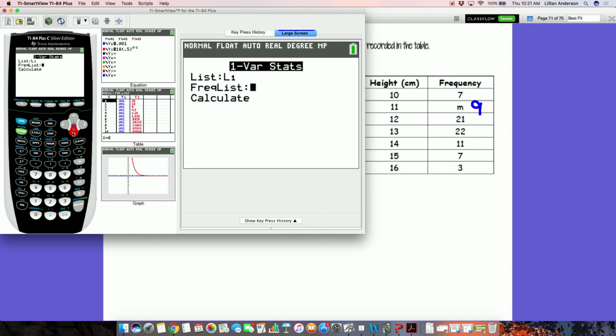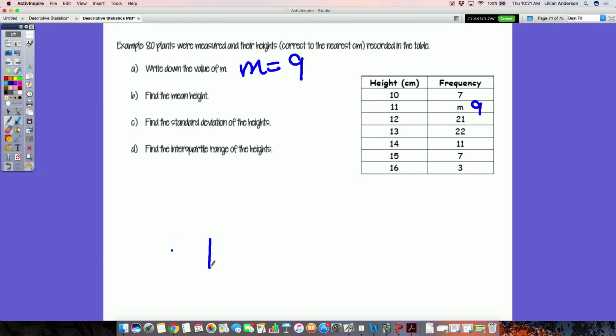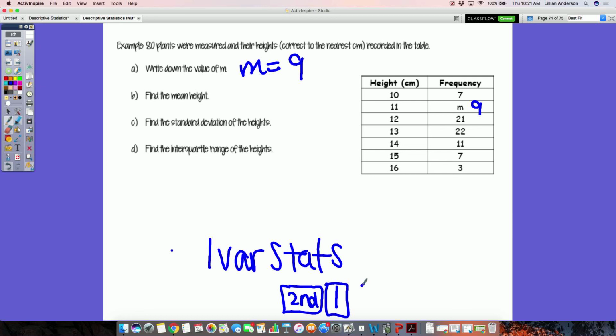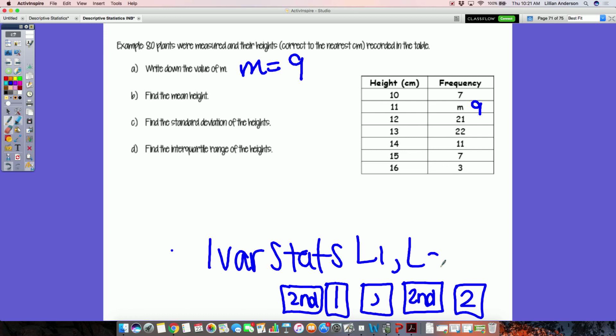If your calculator looks like mine, you're going to go down and type in L2, second 2. If your calculator just pops up one-variable stats, how do you get L1 and L2? Second 1, then comma, second 2. When you press that series of buttons, you should get L1, comma, L2.